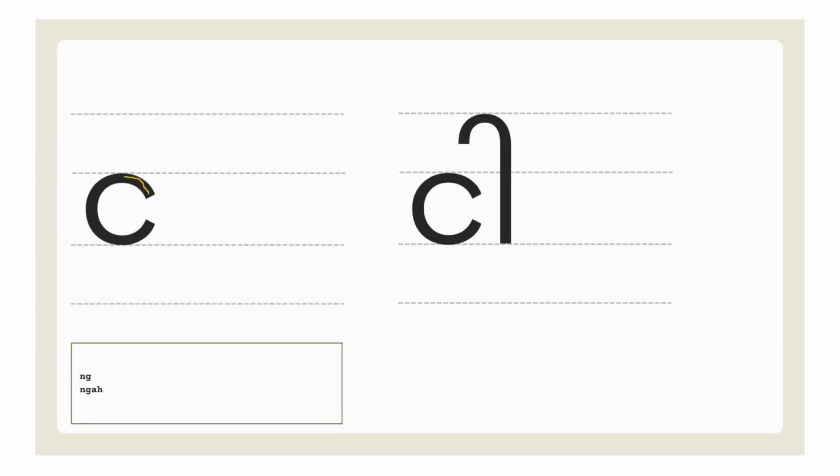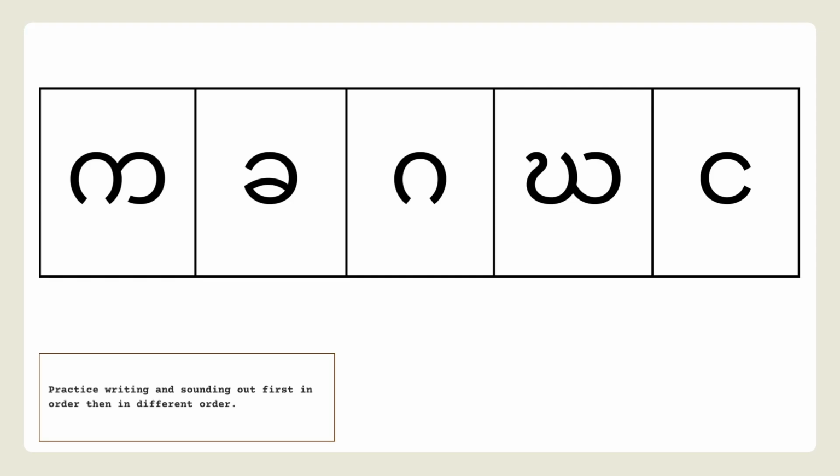Nga, this is easy. This is like writing a C. From the top, go around, right around. So this should be easy for you. Just like writing a C, and for the vowel from the top, do a curve and drop straight down. Now you have learned how to write all of the 5 consonants we've learned today and the consonant with the vowel that we have learned today.